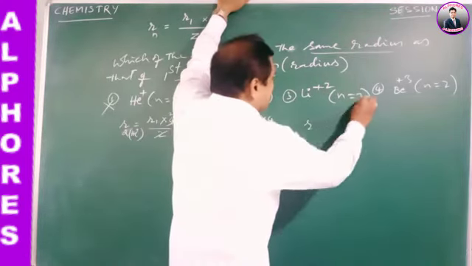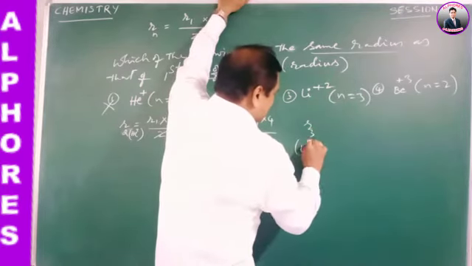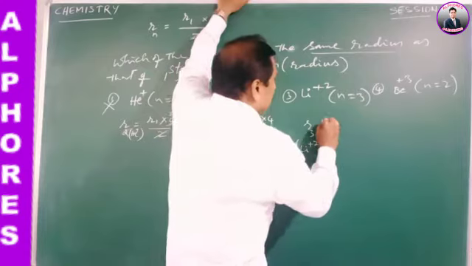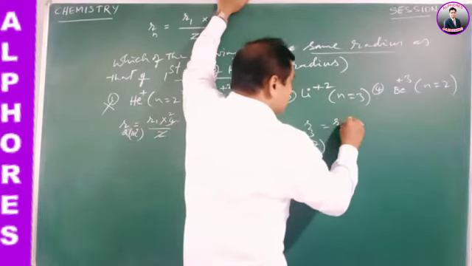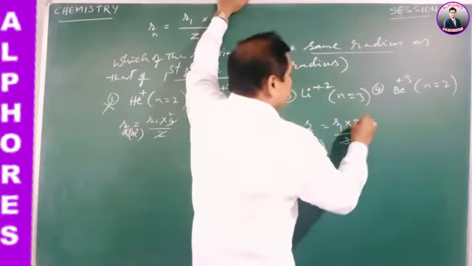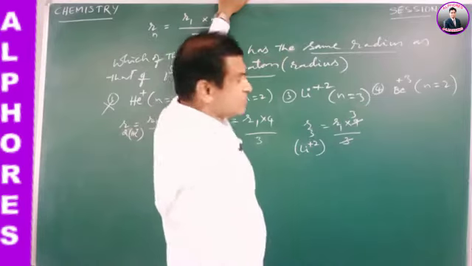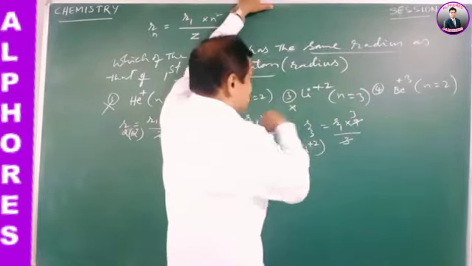So the radius of third orbit of lithium 2 plus is equal to the radius of first orbit of hydrogen atom into 3 square, n square, 9 by 3. So it is 3 times. Okay. This is not the answer for us.